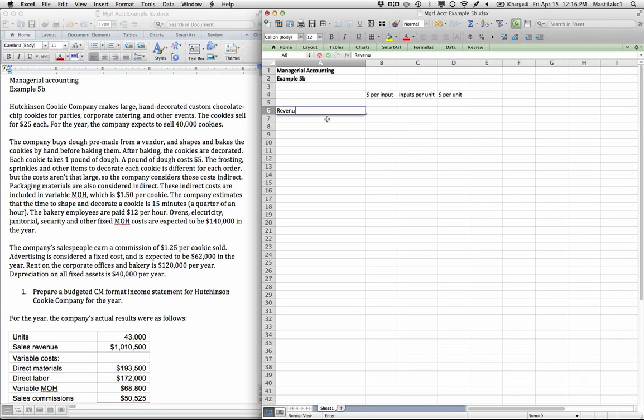So let's look at our budgeted revenue. Here we're told that our cookies sell for $25 a piece. And the units here is going to be one cookie per cookie, which is going to sound a little bit silly for now. When we go to the other things, we'll see why this makes sense. So our dollars per unit is going to be $25. And we're going to say 40,000 units is what we're going to sell. If I could type, that would make life easier. 40,000 units. And so our budgeted revenue is going to be 40,000 units times $25 per unit, or a total of $1 million.